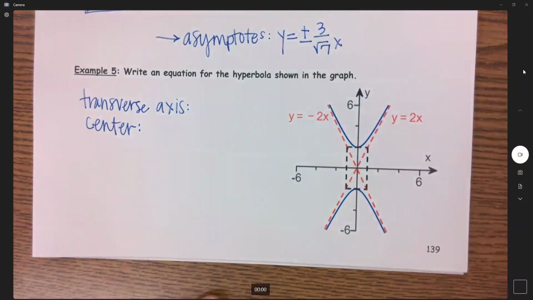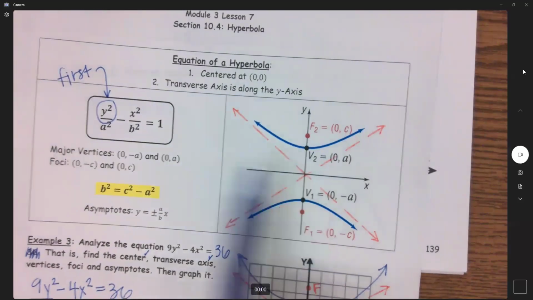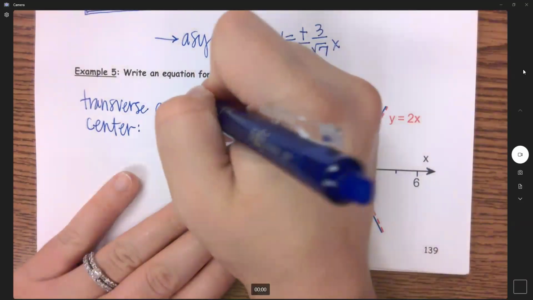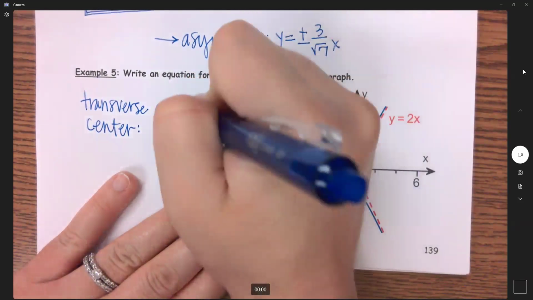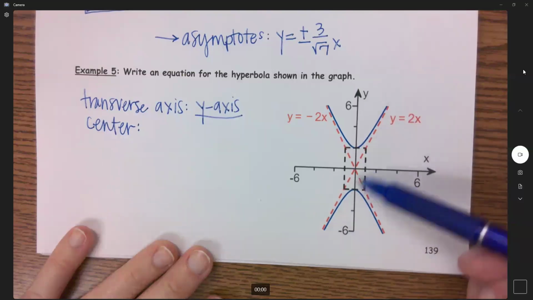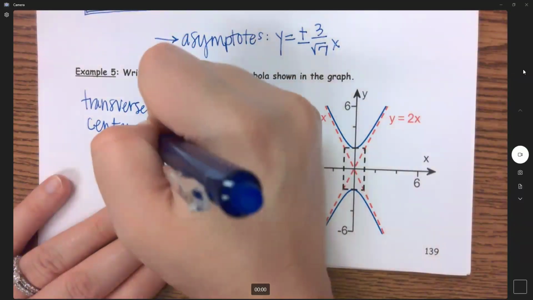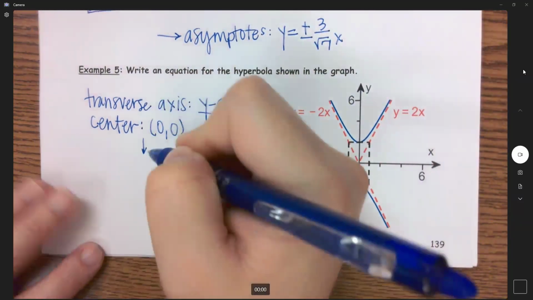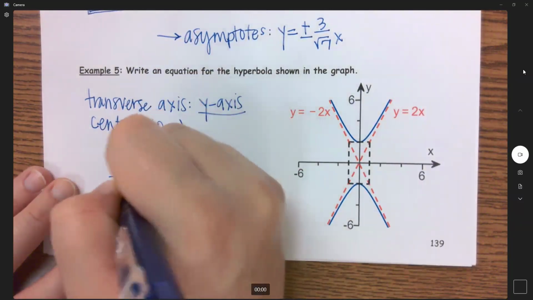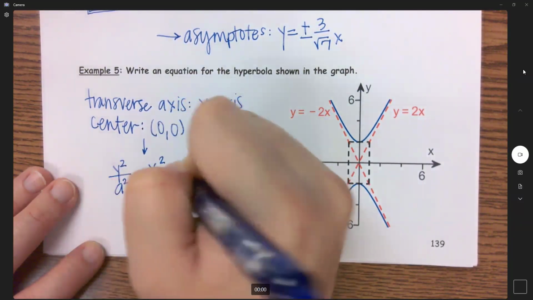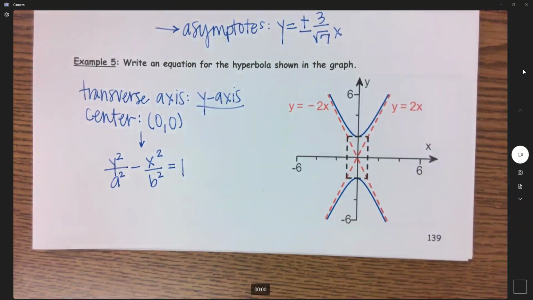So what is the transverse axis? Well, if this is opening up and opening down, my transverse axis is my y-axis. And then what is the center? Well, you can see where those asymptotes are crossing. That's going to be the center, and it's at the origin, 0, 0. So that tells me that I am using y squared over a squared minus x squared over b squared equals 1. So I need my a and I need my b.